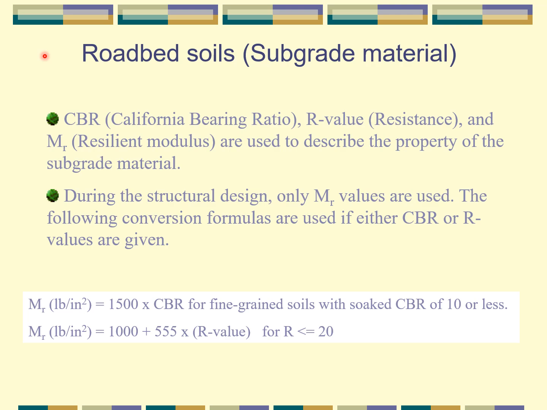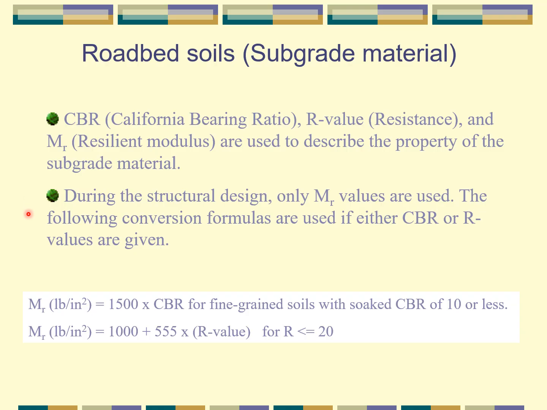Roadbed soil. Keep this thing in mind that whenever we use the term roadbed soil, it means the subgrade. CBR, California bearing ratio, R value, resistance value, and M sub R, resilient modulus, are used to describe the property of the subgrade material. When we discussed the soil works for the pavement, we discussed these important terms, CBR, R value, and the resilient modulus. During the structural design, only M sub R values are used. That means the modulus of resilience will be used.